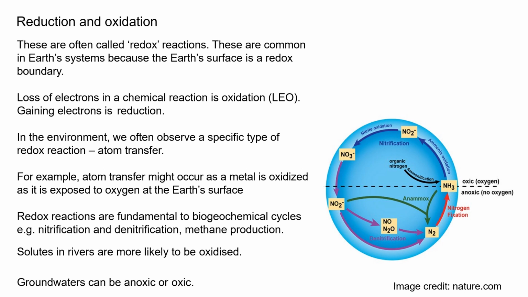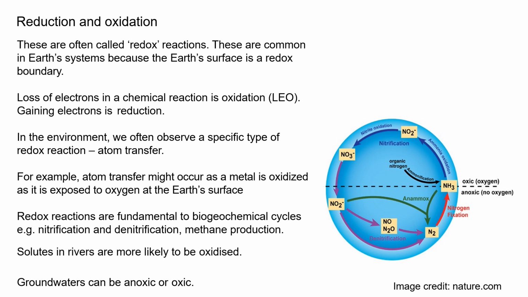Atom transfers like that might occur as a metal is oxidized, as it's exposed to oxygen at the Earth's surface. So I put this slide in because redox reactions are fundamental to biogeochemical cycling. And this is fundamental for many processes on the Earth's surface. That includes the nitrification example that I've given, nitrification and denitrification. It might be important to whether we get methane production into the atmosphere compared to carbon dioxide and how that links into climate change.